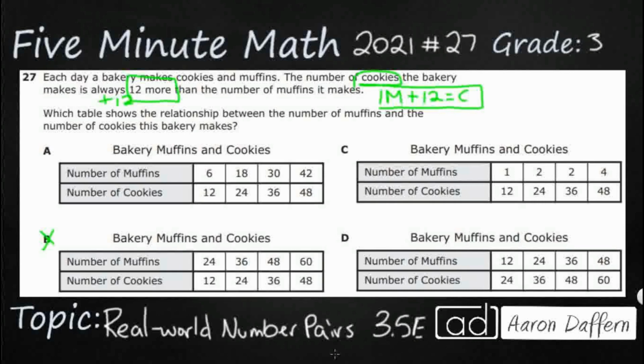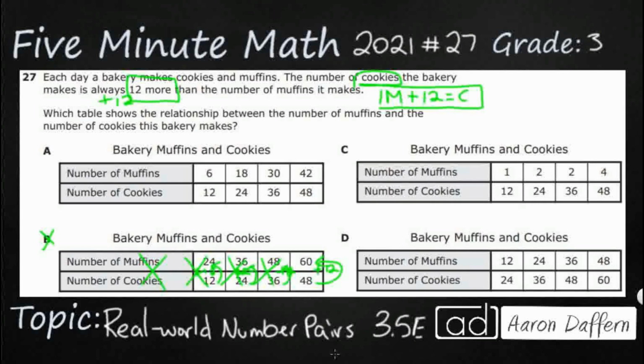Actually, if you look at 12 plus 12 makes 24. So they actually have what we want. They have that plus 12. They just have it going the wrong direction. They've got the muffins as 12 more. What we need is the cookies as 12 more. So I like the plus 12. It's just going in the wrong direction. So no for B.